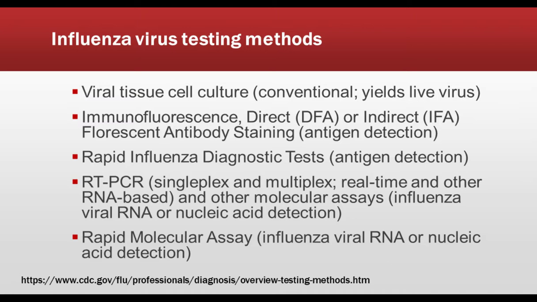The immunofluorescence staining, DFA or IFA, gives more rapid results, but as we'll talk about, not quite as sensitive. We're going to talk about the rapid influenza diagnostic tests, which have become increasingly common, increasingly used. They're antigen detection. You can get results in 15, 20 minutes, but they've got drawbacks.